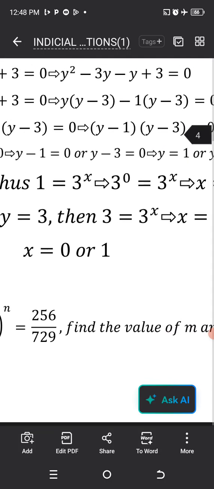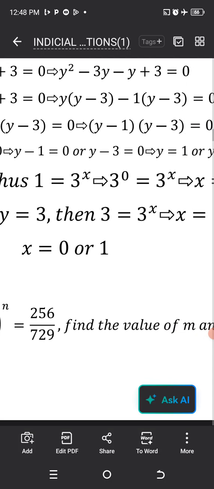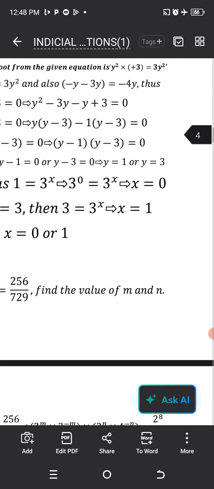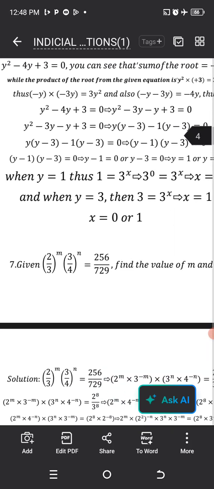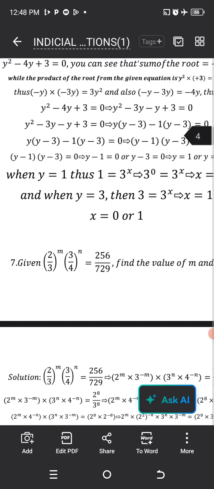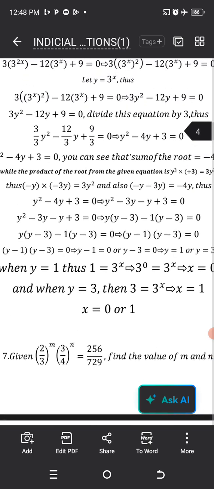So then that is one part. We haven't gotten the real answer. So then you say when y equals 1, thus recall that you said let y be equal to 3 raised to power x.